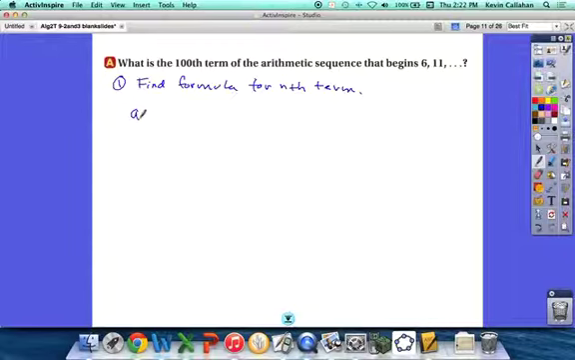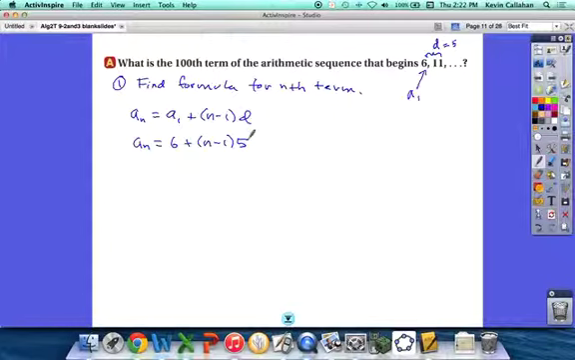Okay, start with what we just did on the last slide. A_n equals A_1 plus n minus 1 times d. Now from these two numbers, can we tell A_1 and d? What is A_1? 6, right? There's the A_1. And what is the d? The d is 5. So again, that's all you need to plug in here. A_n equals 6 plus n minus 1 times 5.